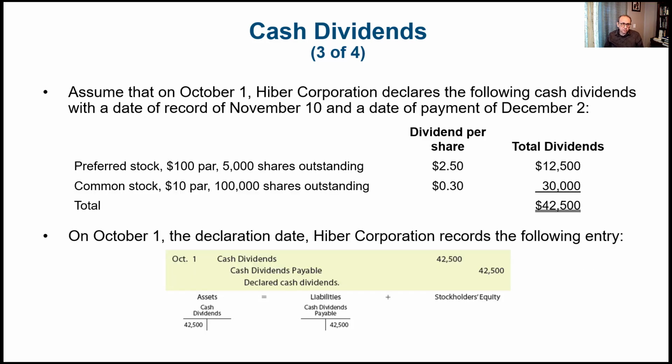Assume that on October 1st, Hibbert Corporation declares the following cash dividends with a date of record of November 10th and a date of payment of December 2nd. So preferred stock, $100 par, 5,000 shares outstanding, and the dividends per share is $2.50, and the total dividends in this case would be $12,500. For the common stock, it's $10 par, 100,000 shares outstanding. They pay 30 cents per share for a total of 30,000 for the common stockholders. The total of the 30,000 and the 12,500 is 42,500.